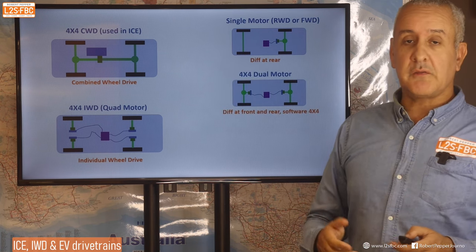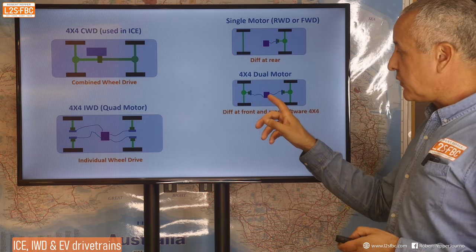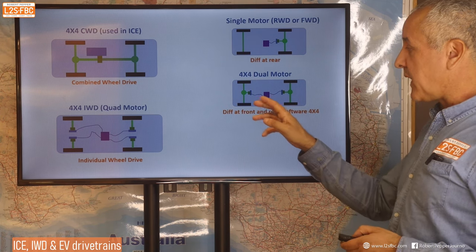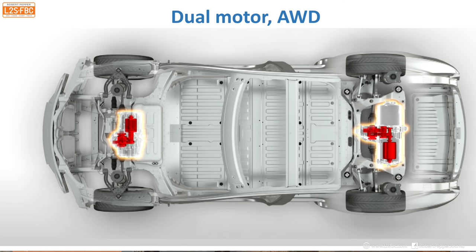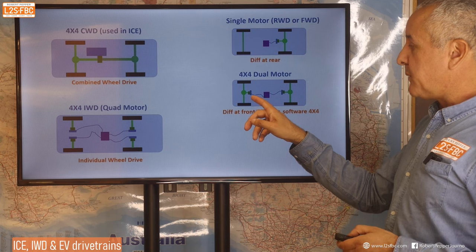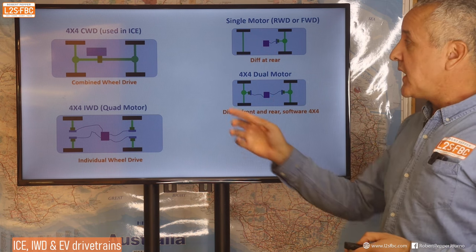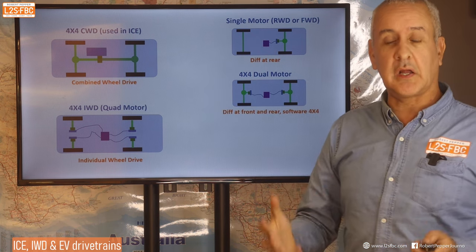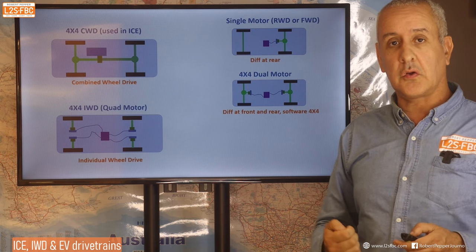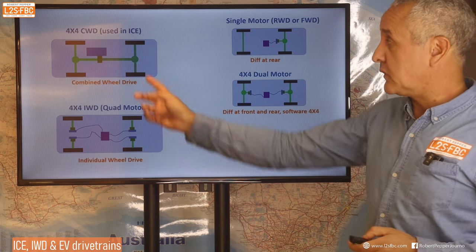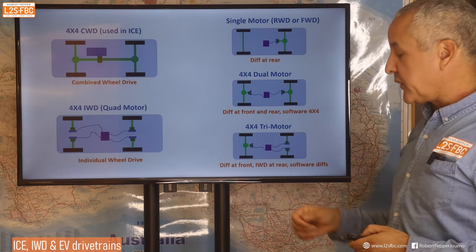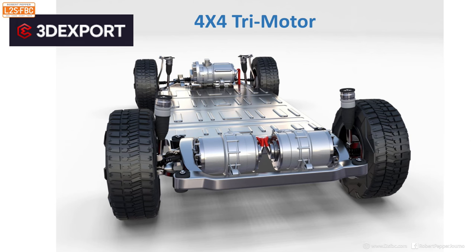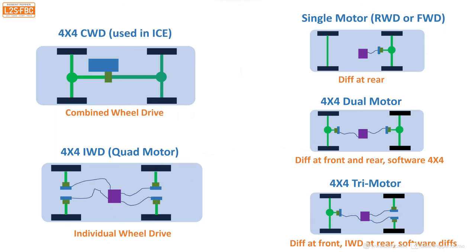For a dual motor, this is where things start to get different, because you've got the battery again, we've got a motor at the front, a motor at the back, and the differentials, but we've got in effect a software control between the two to say how much torque and speed and power the front motor gets relative to the rear, as opposed to physical prop shafts and clutches. And that's where EVs start to really become different from conventional wheel drive vehicles. And then we've got the tri-motor, which is a mix of both. At the front, we've got one motor going via differential to the front, and then at the back we've got individual wheel drive, and that's your tri-motor.